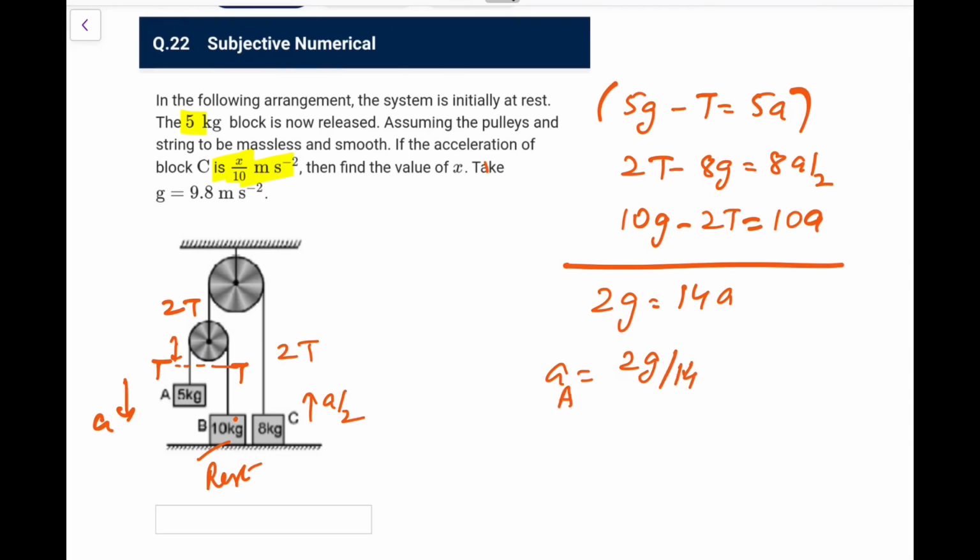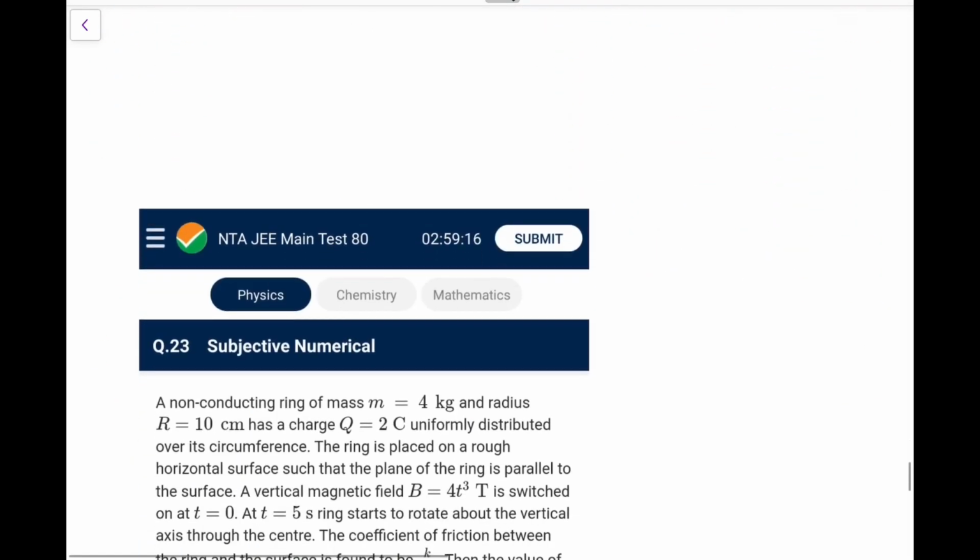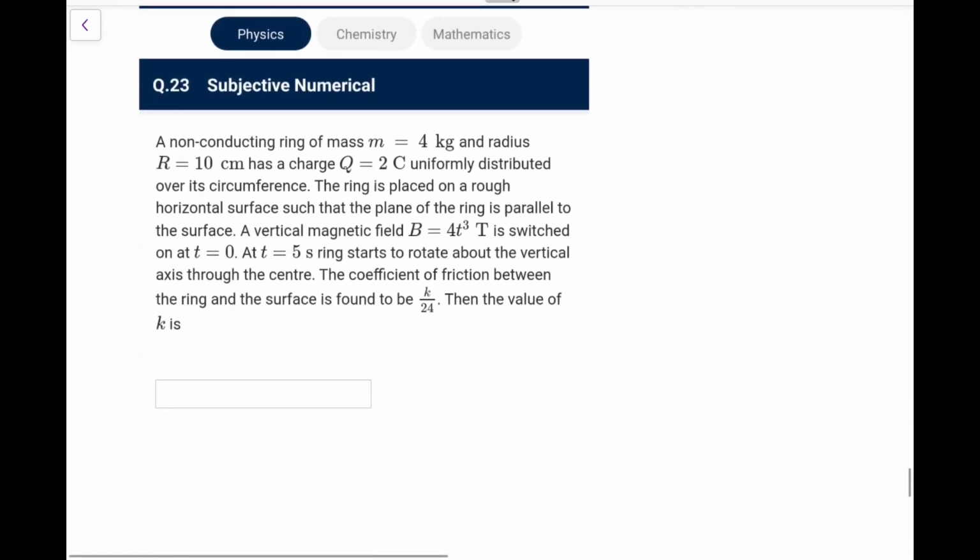So for this, the acceleration of c would be half of that, that is g by 14, and g by 14 is written as x by 10. So the value of x comes out as 10g by 14, that is 10 into 9.8 upon 14. So 9.8 upon 14 is 0.7, so this is 10 into 0.7, that is 7. So x value will be 7. Again a nice question on constraint.